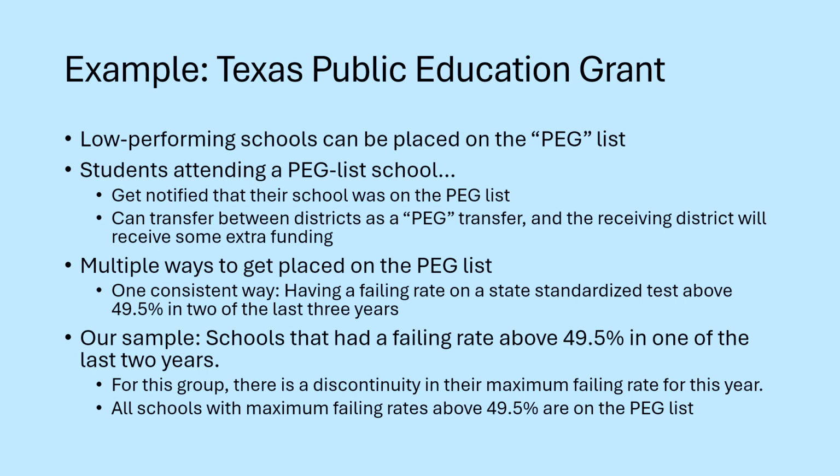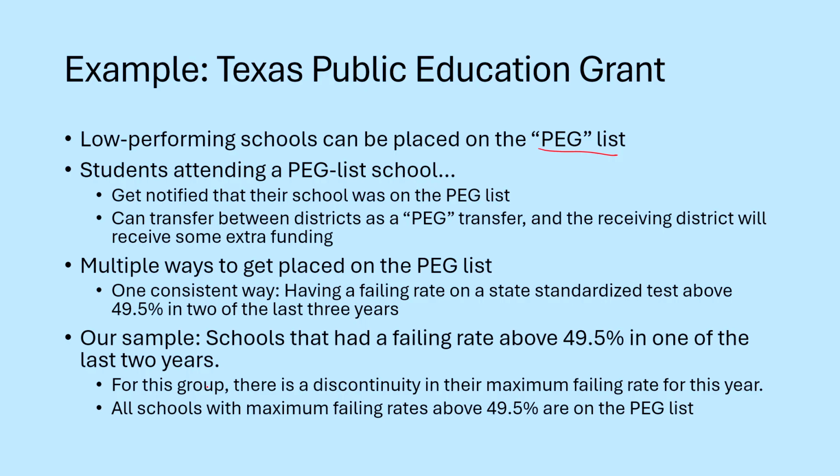The Public Education Grant is a program in Texas designed to encourage students to transfer away from low-performing schools. So the way it works is that low-performing schools can be placed on something called the PEG list. And if your school is on the PEG list, all of the parents get notified that the school is on the PEG list. That's like stage number 1 of the treatment. Everybody's notified your school is low performing according to the state standardized tests and the various things that can land you on the PEG list.